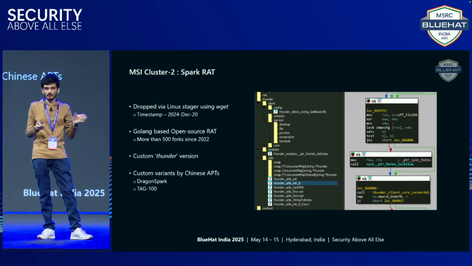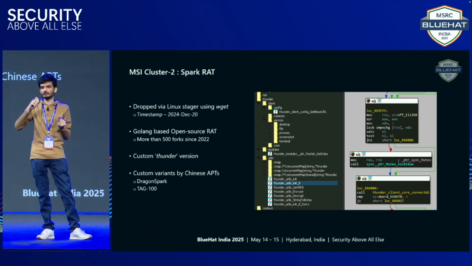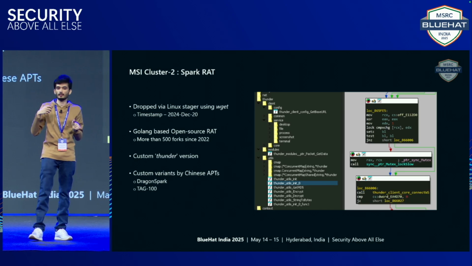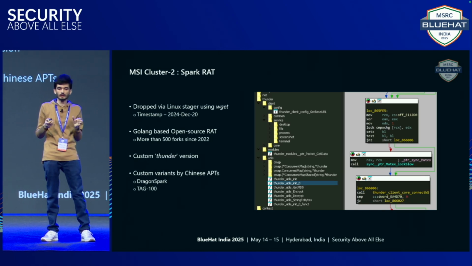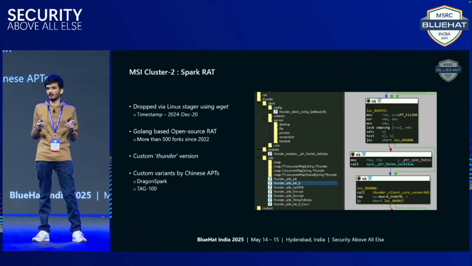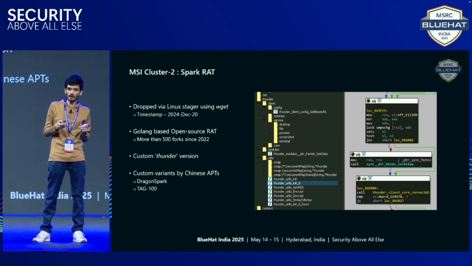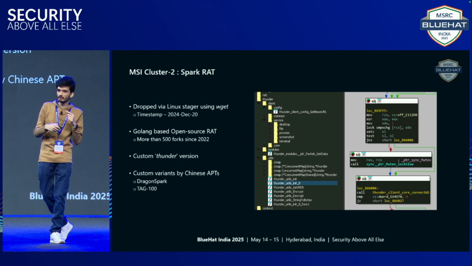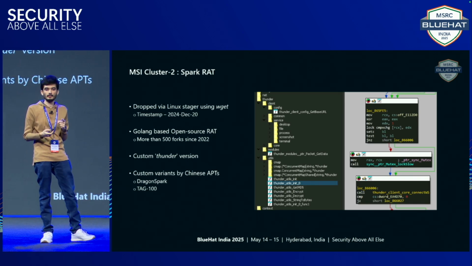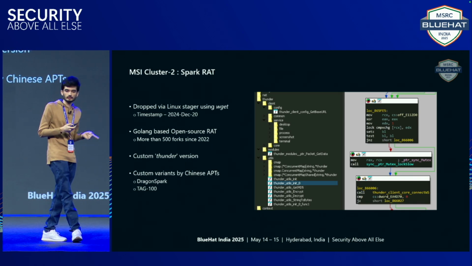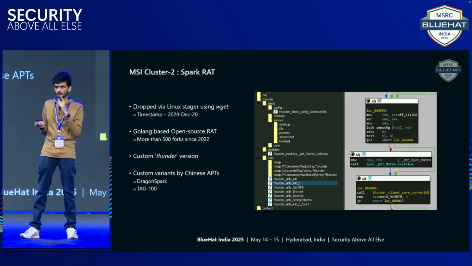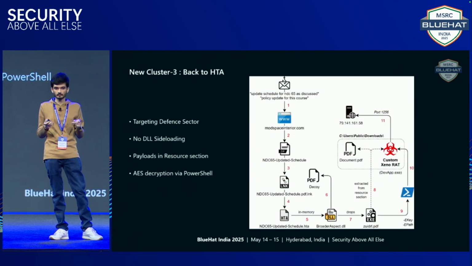Similar to that, we have seen the same Linux-based stager as in the infection chain to drop the Linux-based Spark RAT. This Spark RAT was first seen in 2022 on GitHub, with more than 500 forks, and a lot of custom variants have been used by many China-related APTs like Dragon Spark and Tag 400. This custom variant, named Thunder, is being used by SideCopy APT.